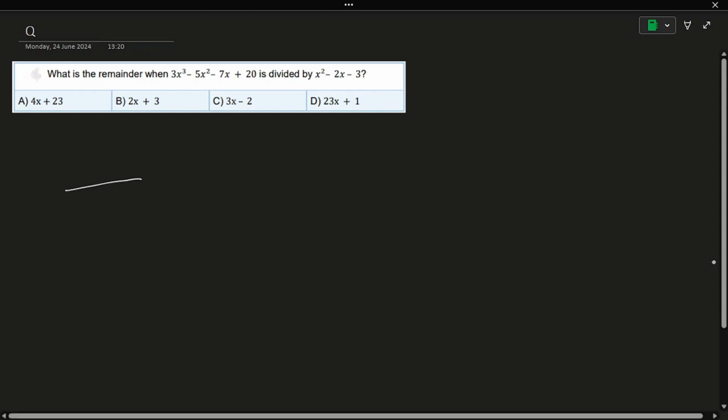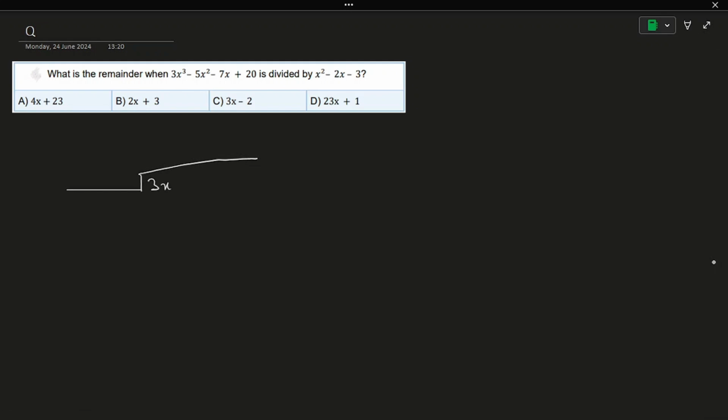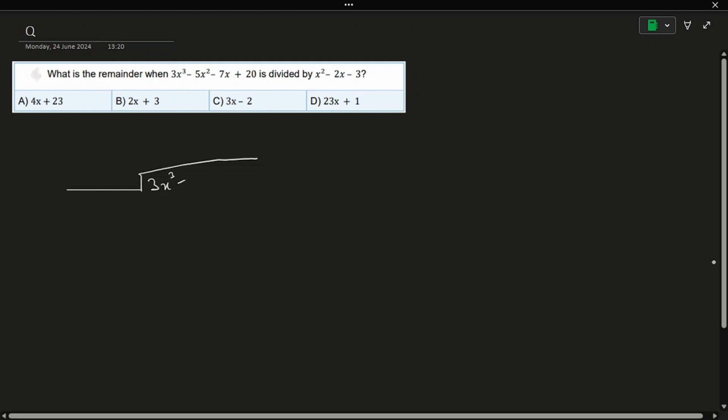If we are using the long division method, we are going to have something like this. And what we put here is what needs to be divided. So this is 3x to the power of 3 minus 5x squared minus 7x plus 20. And here we put x squared minus 2x minus 3, like that.